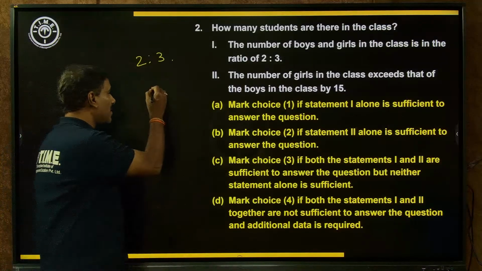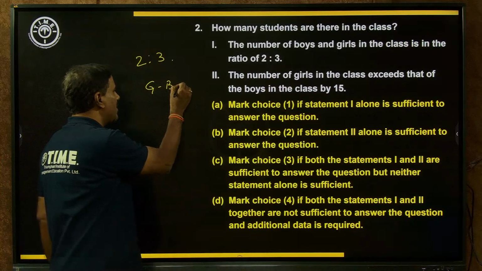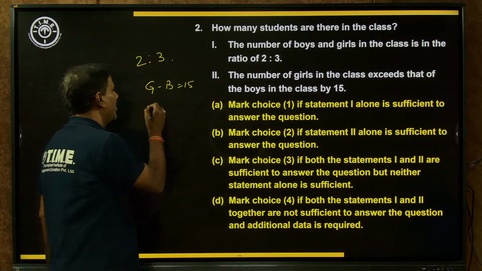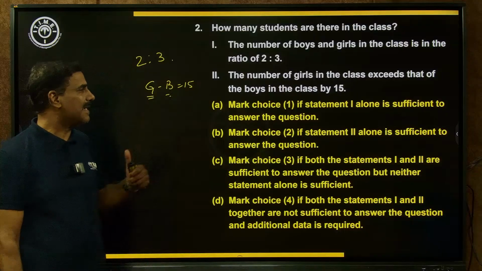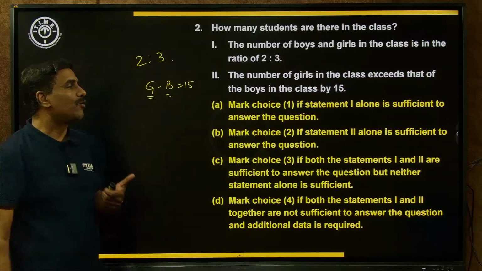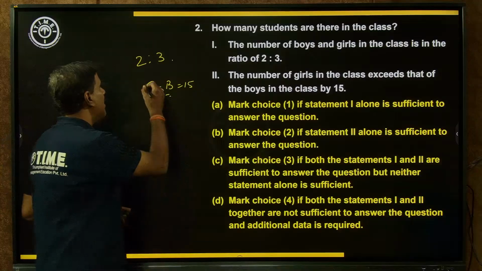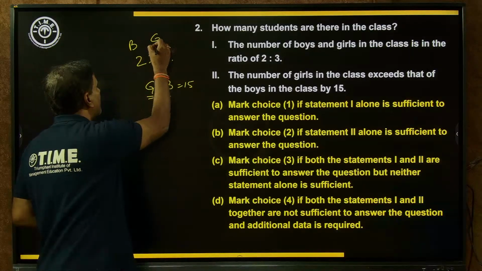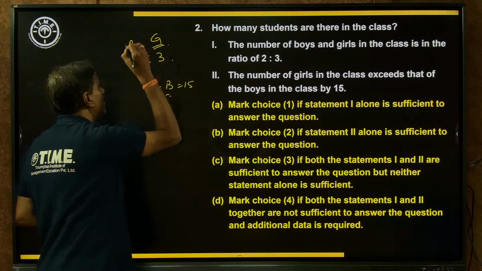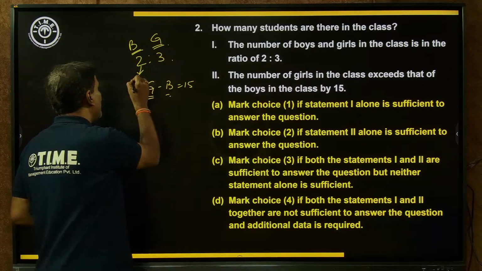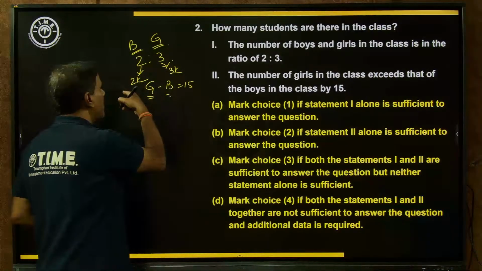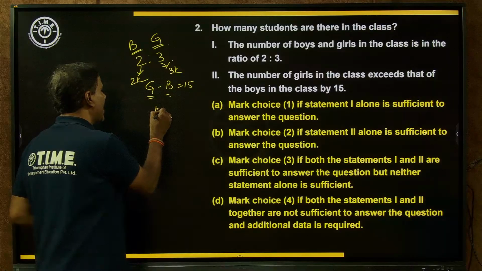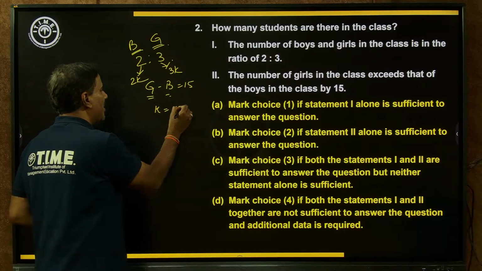So girls are more than boys by 15, but we don't know how many girls and how many boys there are. So the second statement is also not sufficient. But going for the combination, what is the ratio of boys and girls mentioned in the first statement? 2:3. If the boys are 2k, the girls will be 3k. So clearly girls are more than boys by 3k minus 2k, that is k. That k is nothing but 15, we understand.